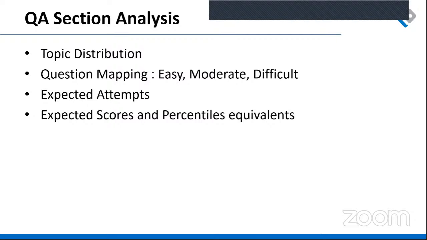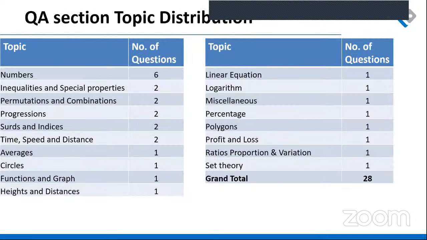If I look at the distribution of the topics, there are 6 questions on numbers out of 28. This is a little less than 25%, somewhere around 22%. Now, a few topics like inequalities, permutation and combination, progression, surds and indices, and time speed distance had 2 questions each. The rest of all the topics had single questions each.